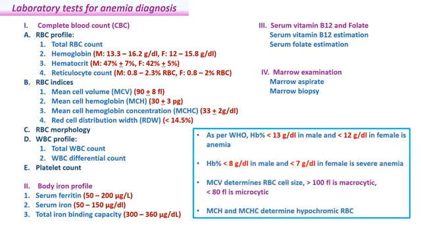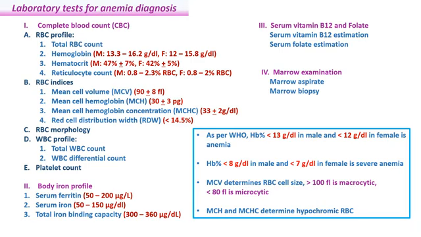We have to know a few salient points regarding anemia. As per WHO, hemoglobin less than 13 gram per deciliter in male and 12 gram per deciliter in female is anemia. Hemoglobin less than 8 gram per deciliter in male and less than 7 in female is severe anemia. Mean corpuscular volume determines the RBC cell size.